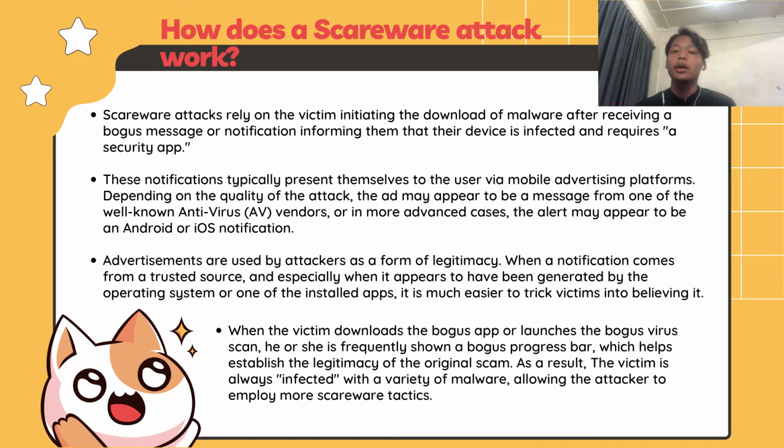Okay, next, how does a scareware attack work? First, scareware attacks rely on the victim initiating the download of malware after receiving a bogus message or notification informing them that their device is infected and requires a security app. Second, these notifications typically present themselves to the user via mobile advertising platforms. Depending on the quality of the attack, the ad may appear to be a message from one of the well-known antivirus vendors, or in more advanced cases, the alert may appear to be an Android or iOS notification.